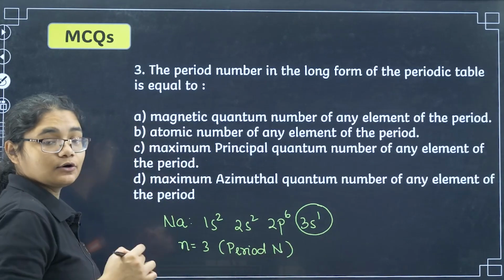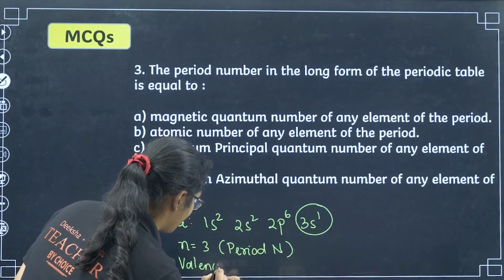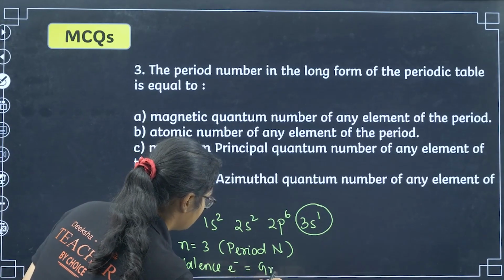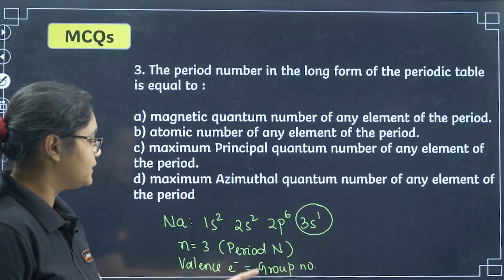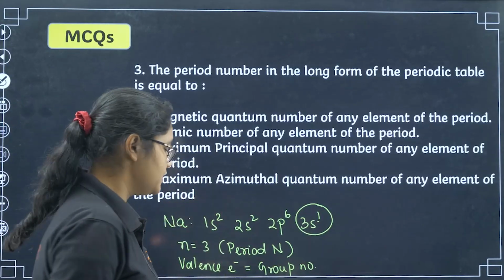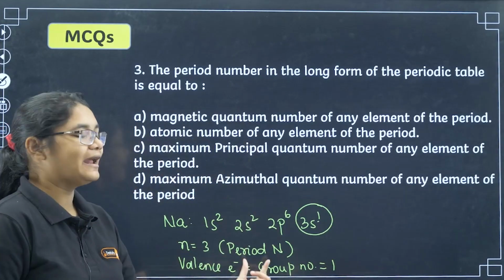Okay, and what is the group number? Group number is the valence electrons. The valence electrons is equal to group number. Now for example, here the valence electron is 1, so it belongs to group number 1. Here it belongs to third period and first group.